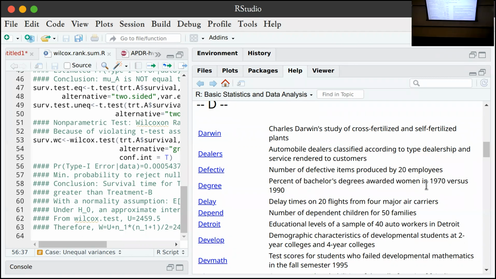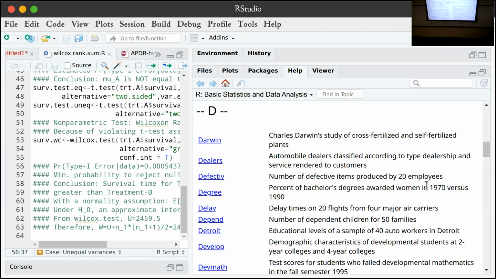So now that Alex picked one for us, I want you to pick another one. There is another one in that list that you see. Degree. Ah, very good. That will qualify. So percent of bachelor's degrees awarded to women in 1970 versus 1990, independent populations, and it certainly works.